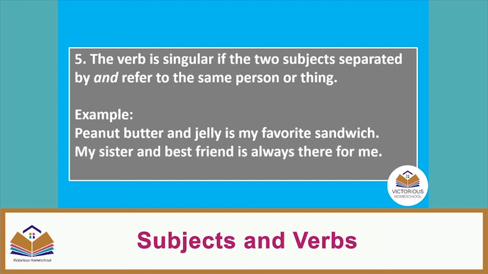So you have, say, for example, my sister and best friend. That's just one person. Is always there for me. So it really depends on what you want to say. So what if these are two people, teacher, and then you have to reword it? Then you say, my sister, Anna, and my best friend, Jenna, are always there for me. Then you're referring to two people, right? But if you're referring to just one person, but that person has two titles or relationships with you, then you have to use the singular form of the verb, just like this.